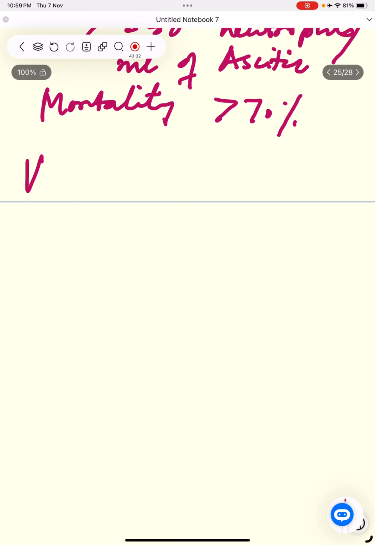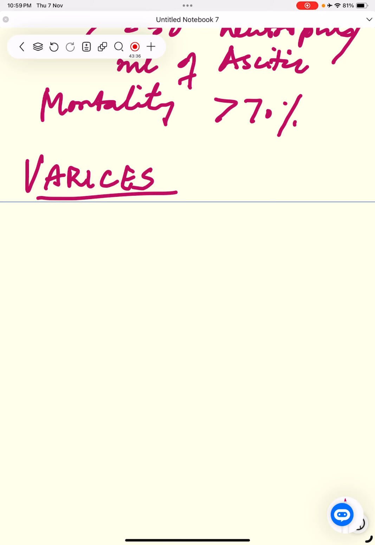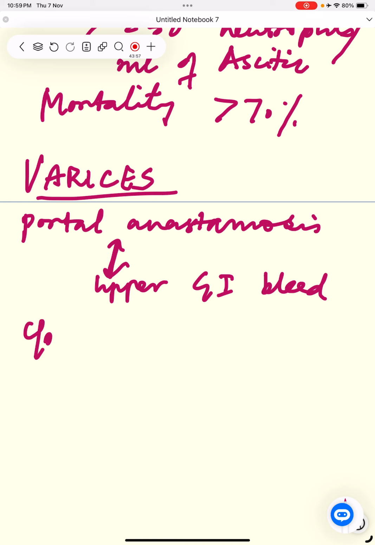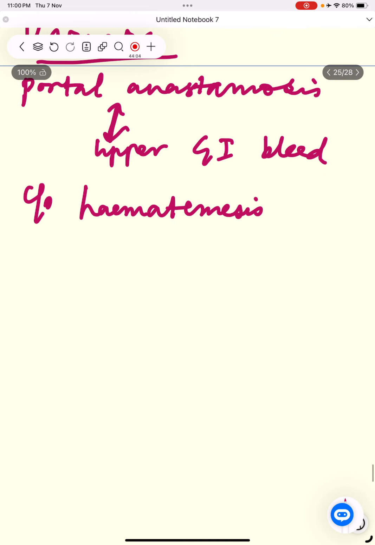Now, I also mentioned the term varices. What do you understand by that? So these are portal anastomosis, and they actually cause upper GI bleed. Okay, and the patient may present with a complaint of hematemesis, so vomiting of blood.